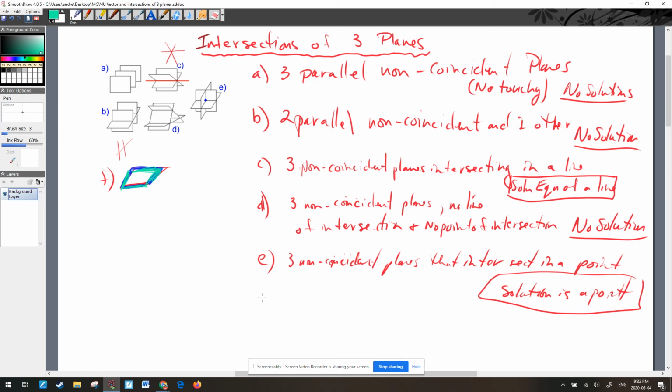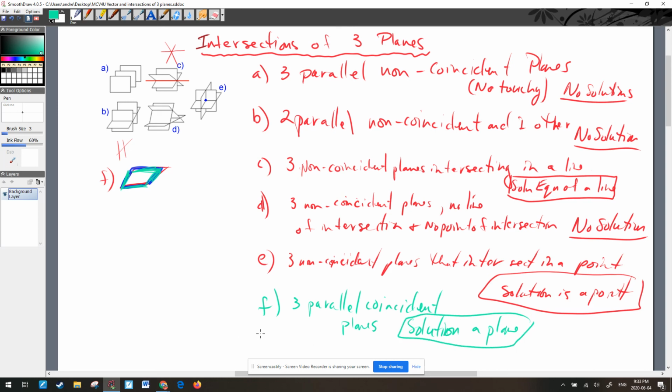And so we could then have case F, three parallel coincident planes. And of course, then the solution, unsurprisingly, is going to be a plane. And then you'd be like, oh, what about case H? Well, case H could be, in theory, two planes on top of each other and then another one. So imagine that these two planes were melded, but that's not interesting, right? So those are the cases.